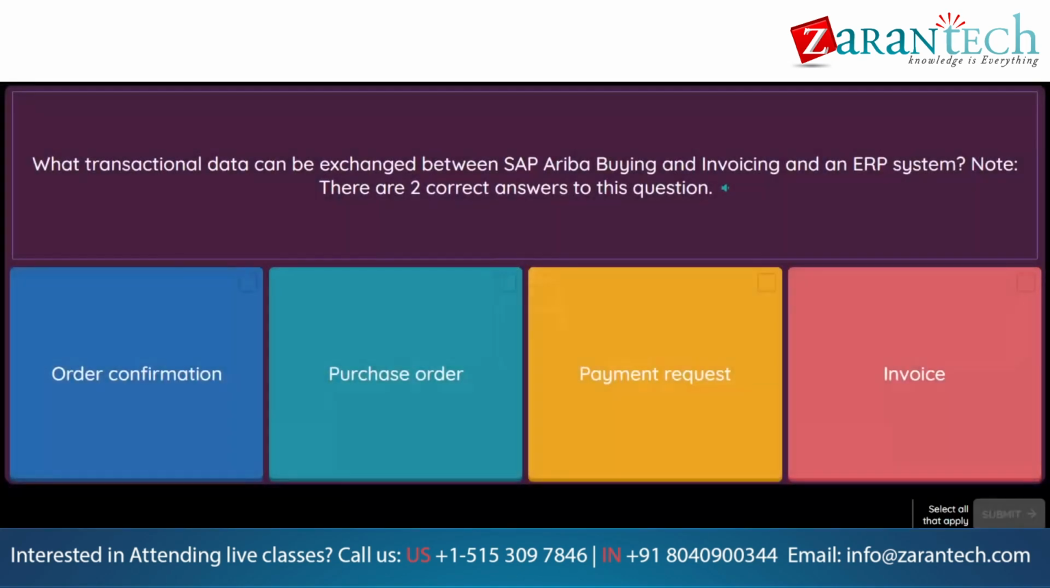Question: what transactional data can be exchanged between SAP Ariba Buying and Invoicing and an ERP system? Note: there are two correct answers to this question. Option 1: order confirmation. Option 2: purchase order. Option 3: payment request. Option 4: invoice.